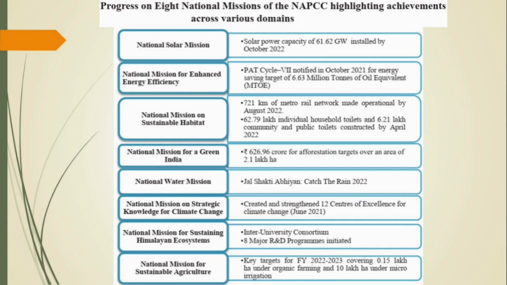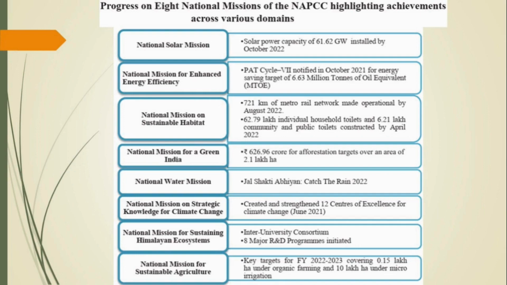Third is the National Mission on Sustainable Habitat. So 721 kilometers of metro rail network made operational by August 2022. These facts are very important. 62 lakh individual household toilets and 6.21 lakh community and public toilets constructed by April 2022. You can please stop this video and go through all these targets because they can be asked in the examination. I'll just read it very fast.